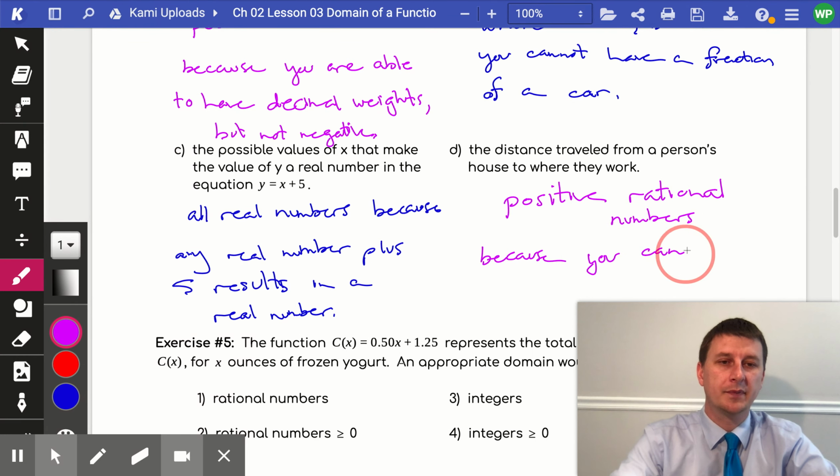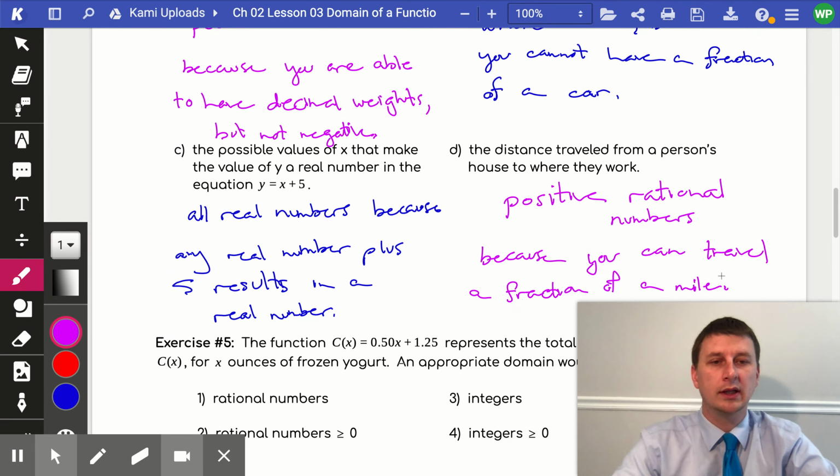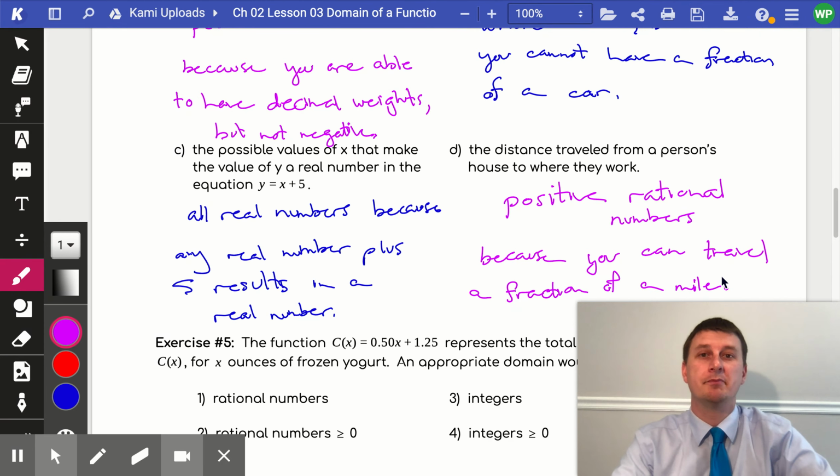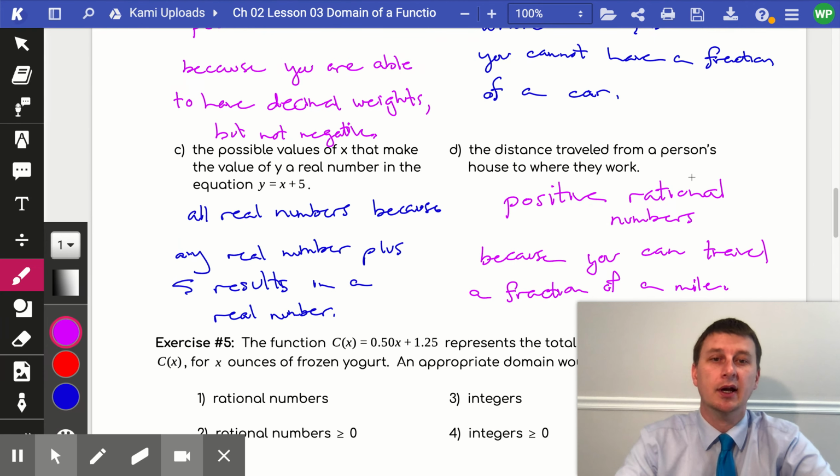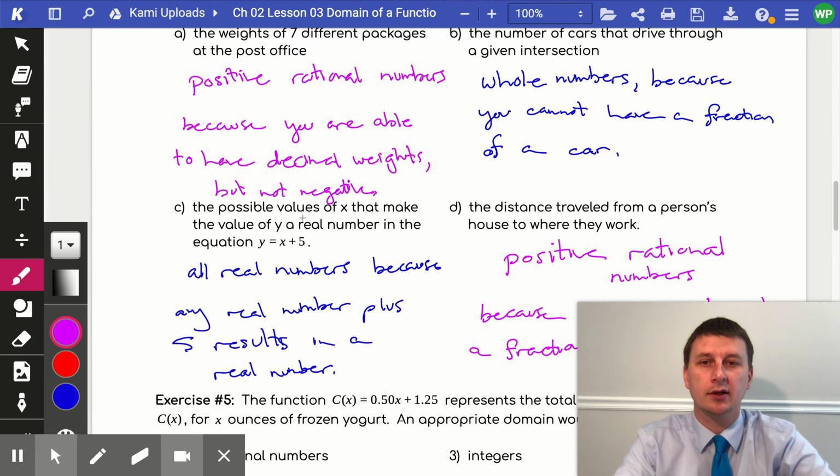you can travel a fraction of a mile or kilometer or whatever is being measured in these units when you measure the distance traveled from a person's house to where they work.